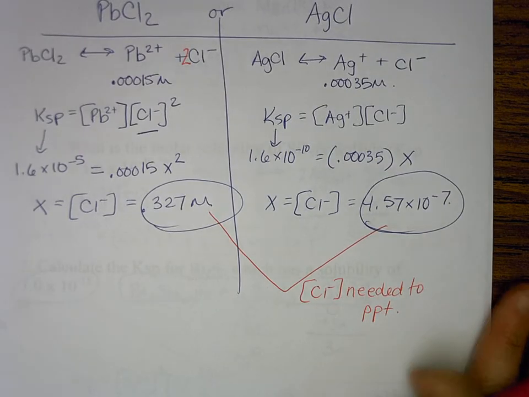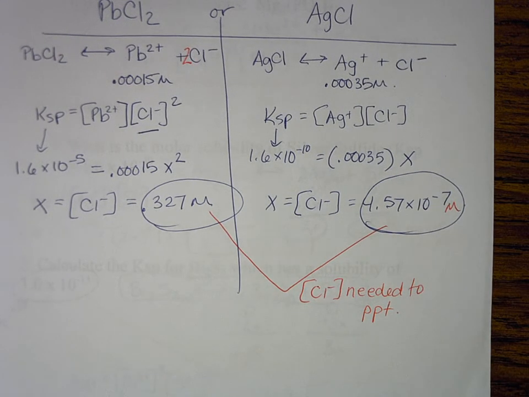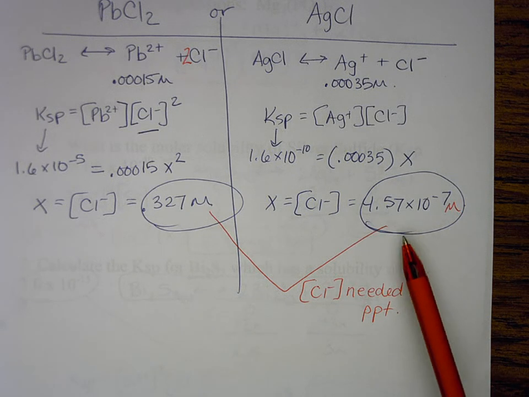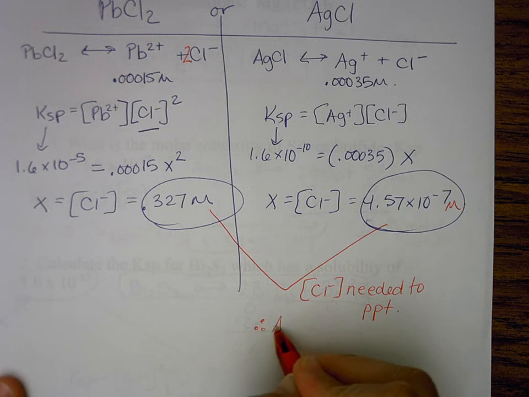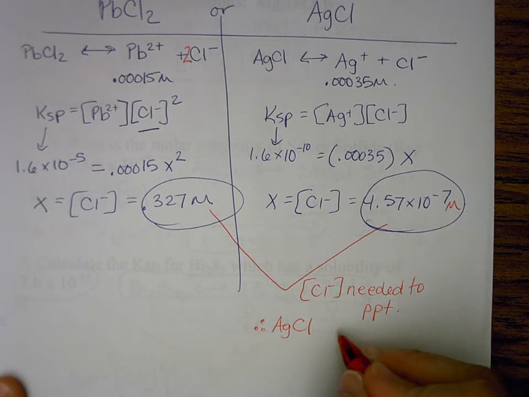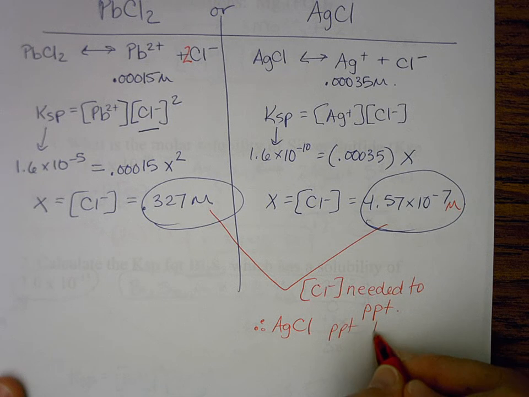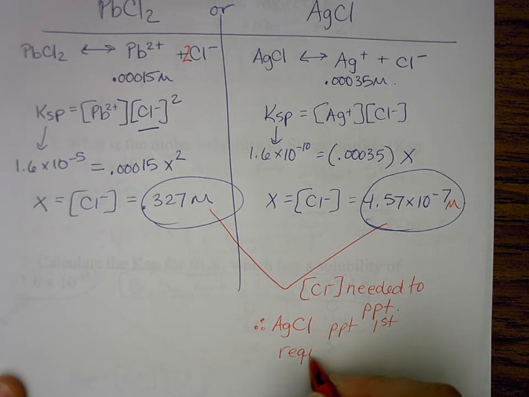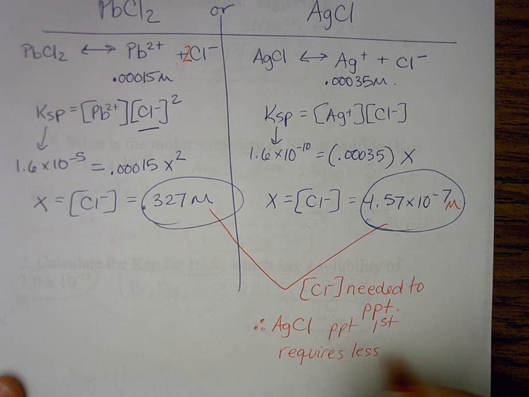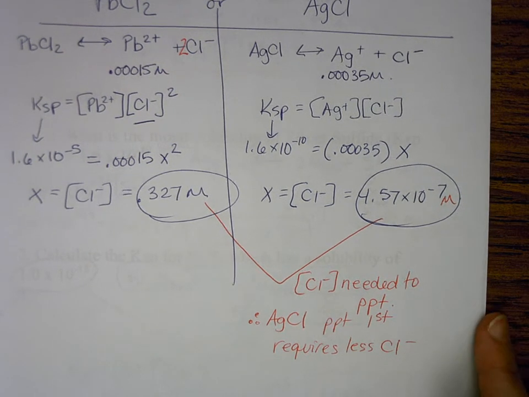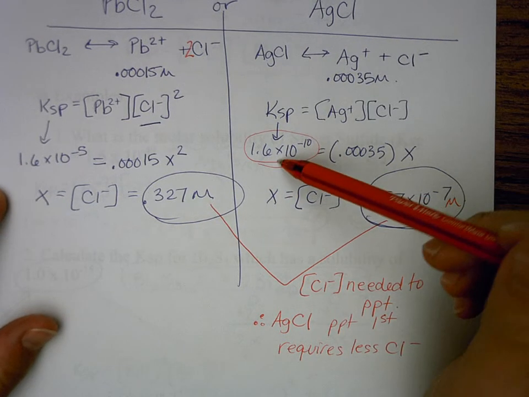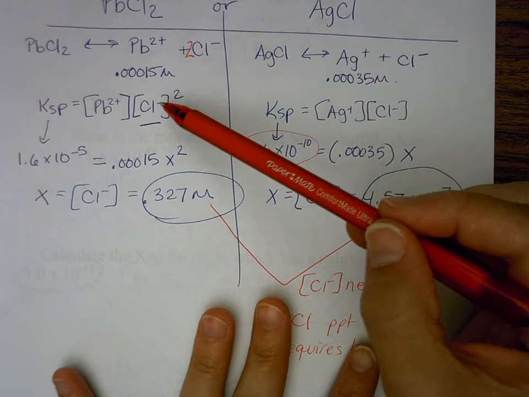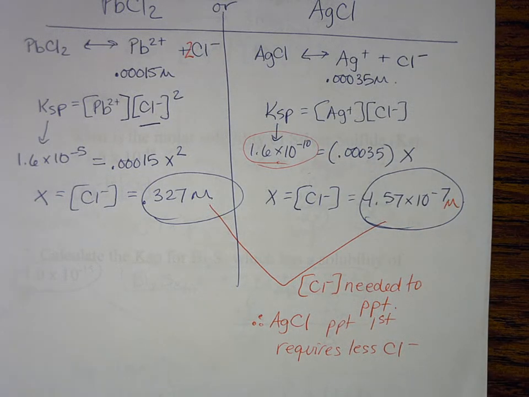And so whichever one requires the least amount is going to be the one that precipitates first. Since silver chloride requires the least amount of chloride ions, silver chloride will precipitate first because it requires less of the chloride ions. A lot of times it's going to match up with whichever one has the smallest K value, but not always because of things being squared and all of that. So you do need to go through that process and solve for the concentrations.